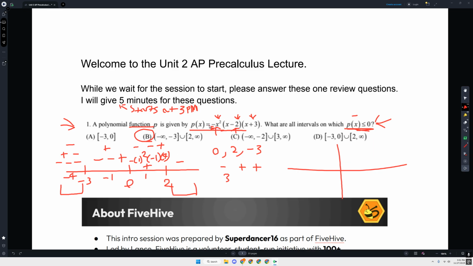From there, we have negative x squared, so that means a point at 0. We have 2, so this is 2. And then we have negative 3. And it says this is negative, so that means they're going to be going down. So it would look like this. So if you're going to use multiplicities and end behavior, you would also get negative infinity to negative 3, because that's where it's less than or equal to 0, or 2 to infinity.